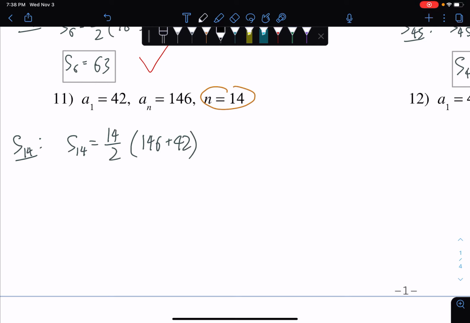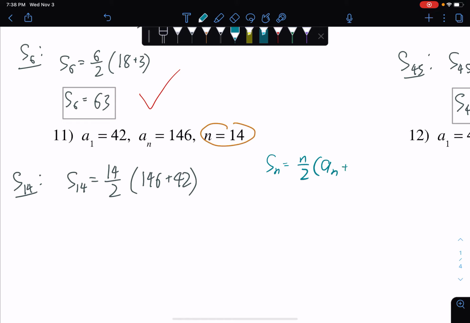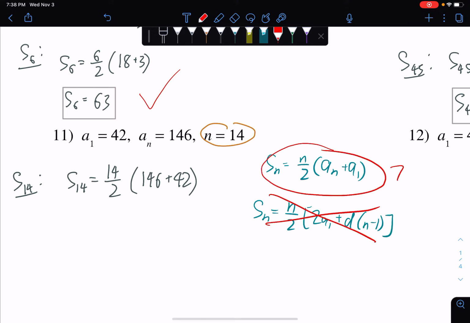If you ask, how do I know that this problem is still relative to the formula of sigma notation? Why do we have to use S sub n is equal to n over 2 times a sub 1 plus a sub n? And we're not using n over 2 times the quantity 2 a sub 1 plus d times n minus 1. Why are we not using this one and instead this?